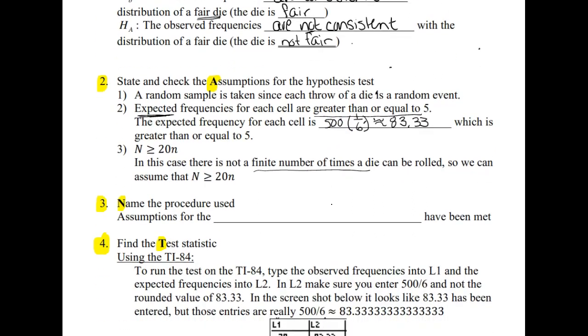This is a little bit different than when we're picking objects from a population like cars or people. There's only so many of those, but a die can be rolled infinitely many times. It's not like a die can only be rolled a couple thousand times and then it disappears. So the die roll is a little different than some of the other data we've looked at. If we're going to name the procedure used, the assumptions for the chi-square goodness of fit have been met.